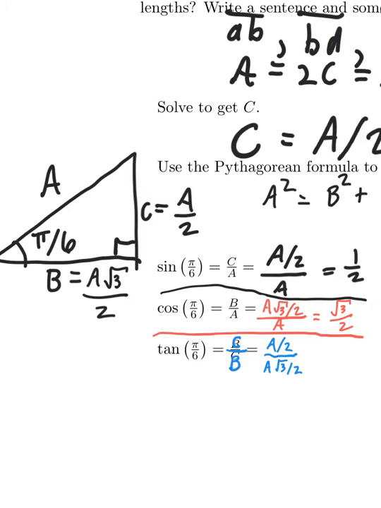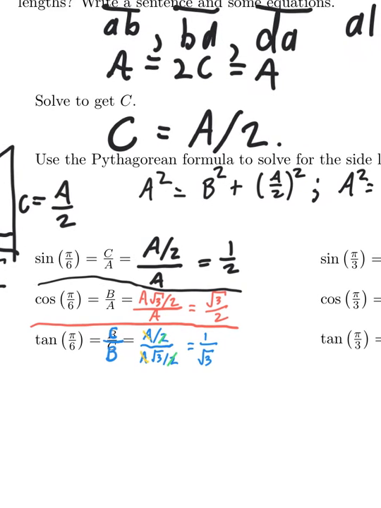And lots of stuff cancels. You see both the numerator and denominator are multiplied by a, so those a's will cancel. Both the numerator and denominator are divided by 2, so those will cancel. That leaves us with just 1 over root 3. I see a square root in the denominator. I should rationalize by multiplying and dividing by square root of 3. That'll leave me with root 3 over 3.